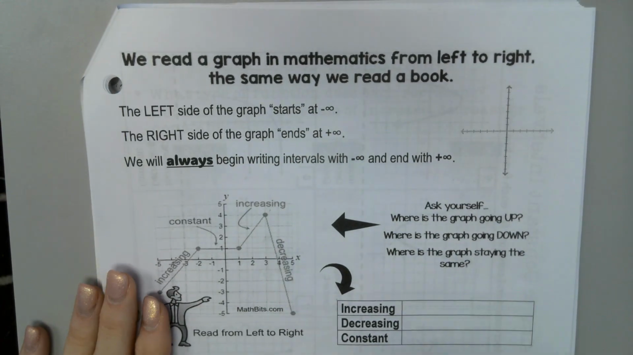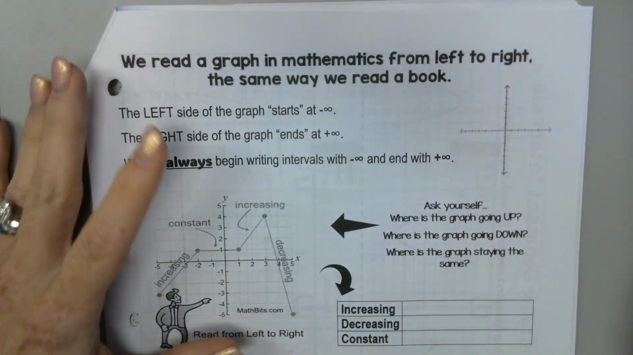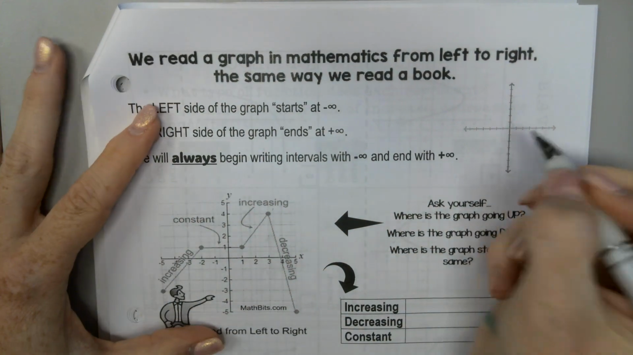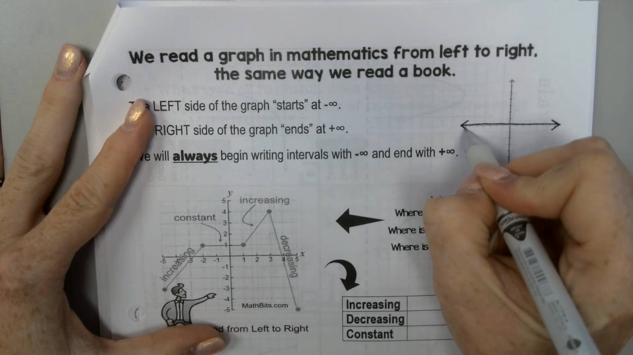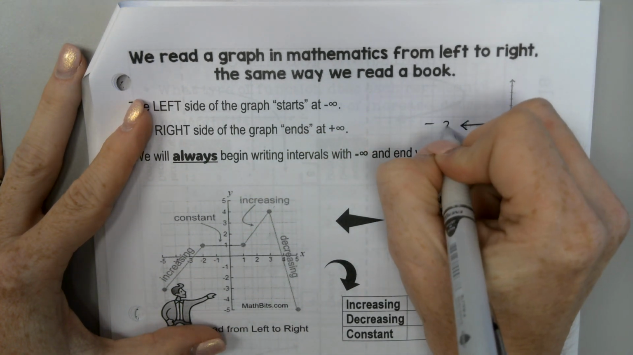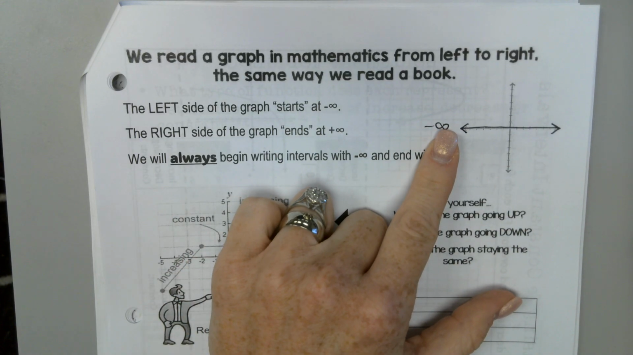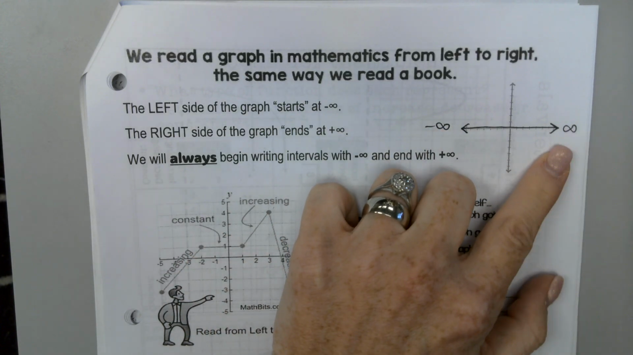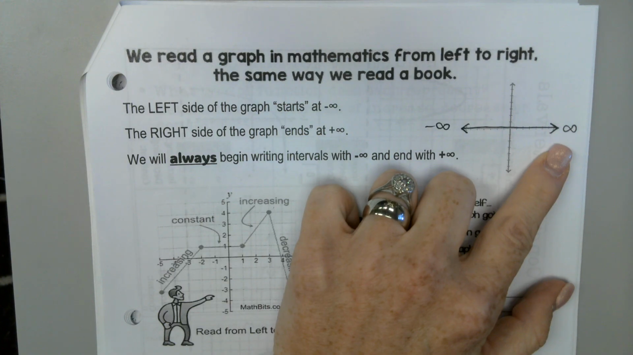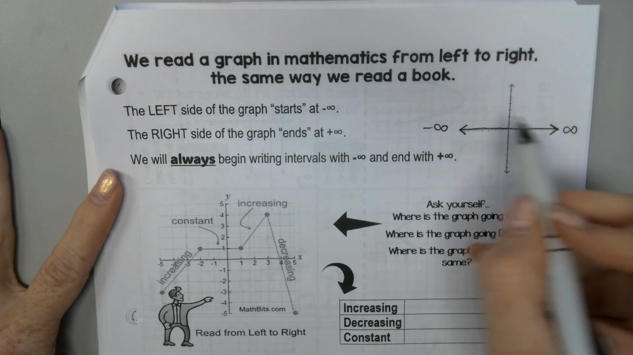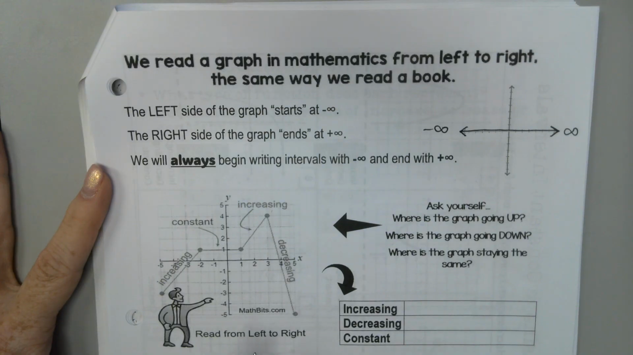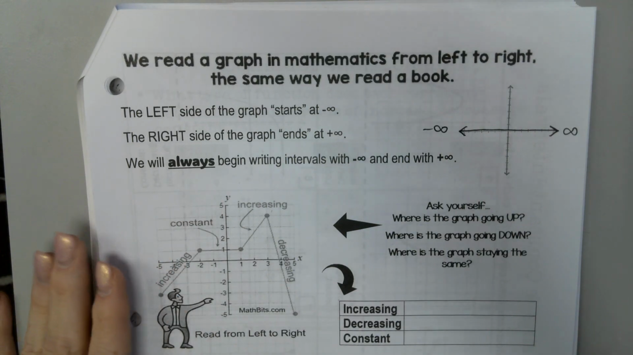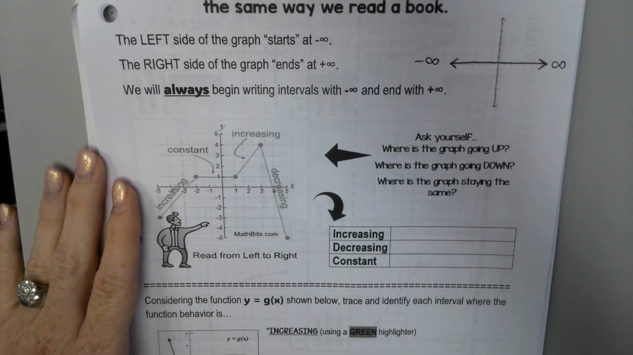Now, we read a graph in math the same way we read a book. We read it from left to right. Left to right is my x-axis, so I am focusing on my x-axis here. The further I move towards the left, that's going to negative infinity. And the further I move to the right, I'm going to positive infinity. So if I'm reading from left to right, least to greatest, we're going from negative to positive infinity. Always begin on the left side, okay?